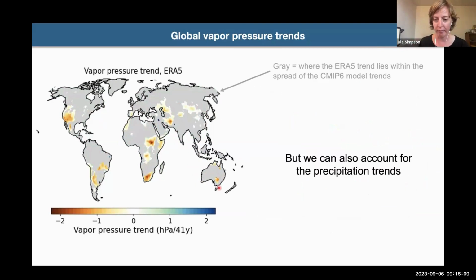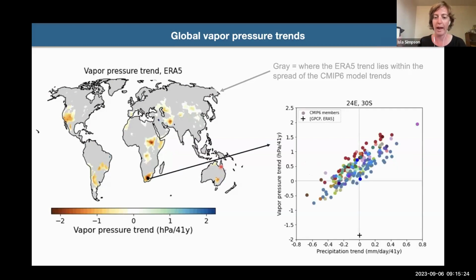But we can also account for what precipitation has been doing locally. Precipitation in reality will have been doing all sorts of things locally, probably in large part due to internal variability, and we can account for that. I'll walk you through how, showing you a point here over South Africa. Again, just like we saw for the Southwest, I'm showing the relationship between vapor pressure trend and precipitation trend. And here's the observation-based data. This is outside of the model distribution, whatever way you look at it. But suppose the observations were here.